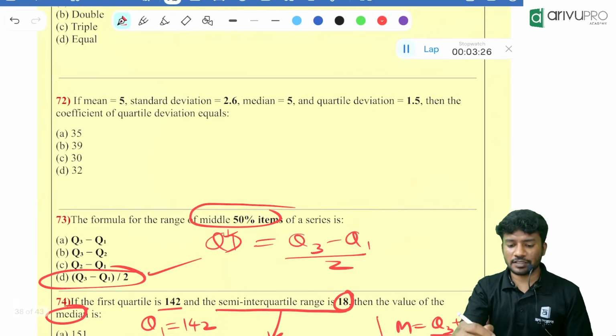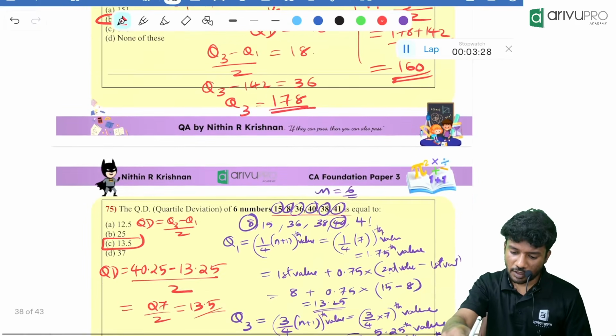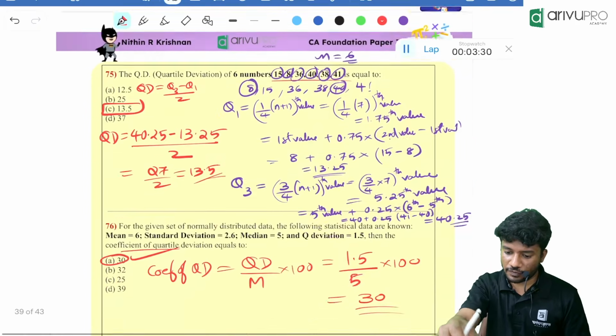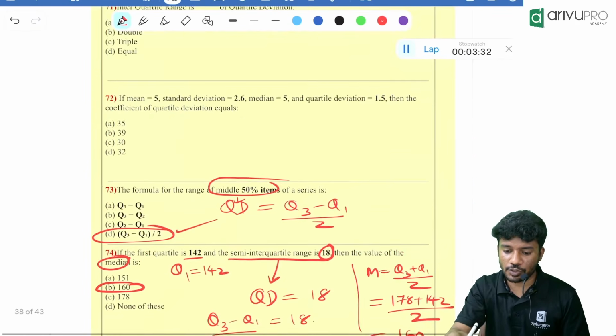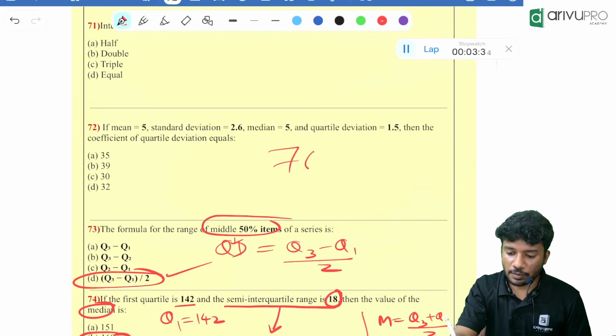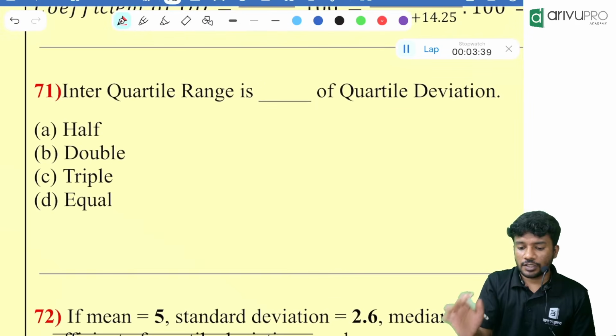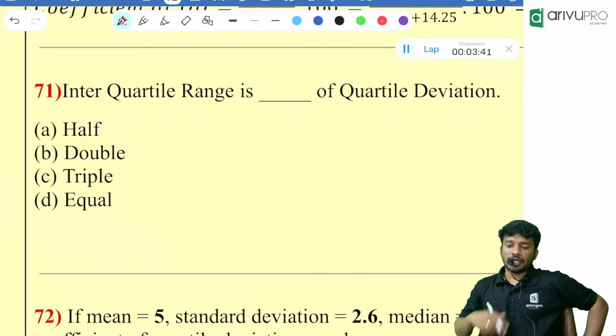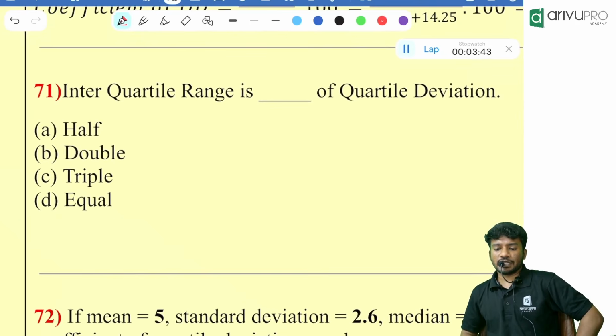Same question that we did previously. It was the 75th, not 75th. Which question was it? 76th question. Another one of the repeated questions. You tell me the 71st question. Interquartile range is dash of quartile deviation. Many people will make a mistake. Interquartile range is dash of quartile deviation.